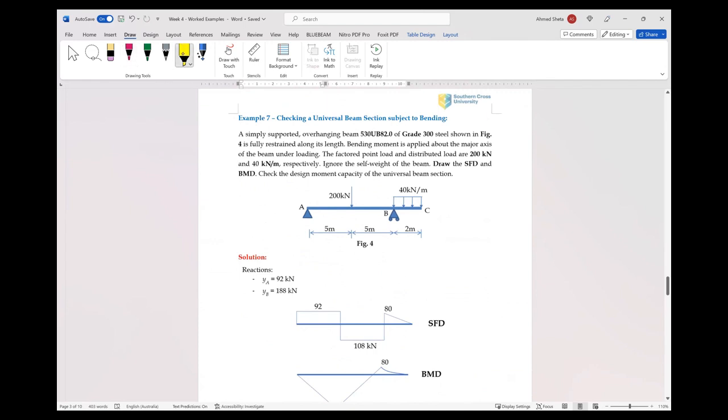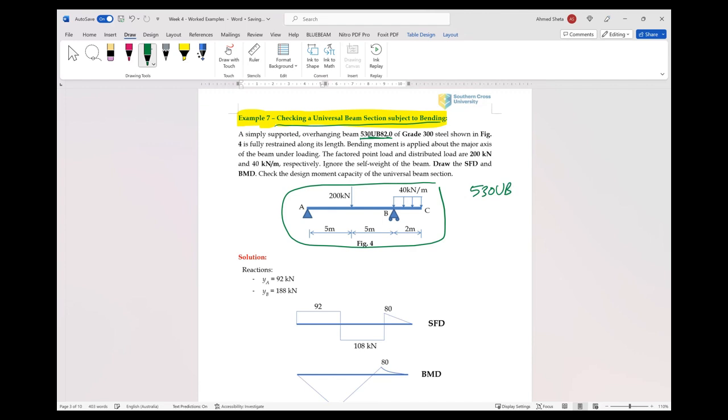So can you see the screen now? Example 7. This example is about checking a universal beam subject to bending. Here is our beam. It is a simple beam with an overhanging cantilever. The section of this beam is 530 UB 82. If the section is given, this means that we are doing a check. So this example is checking.